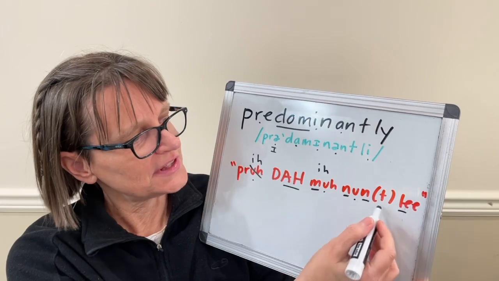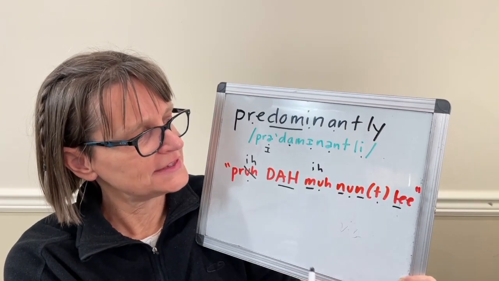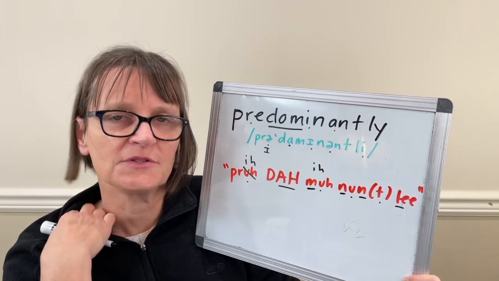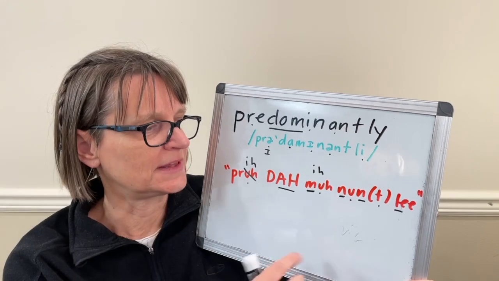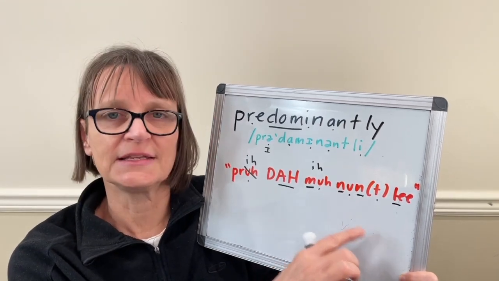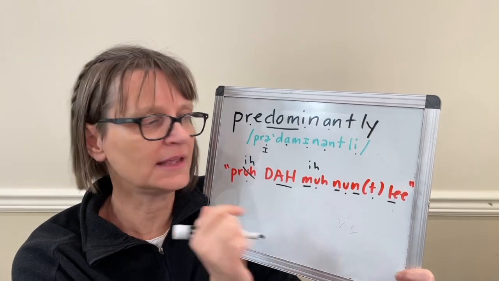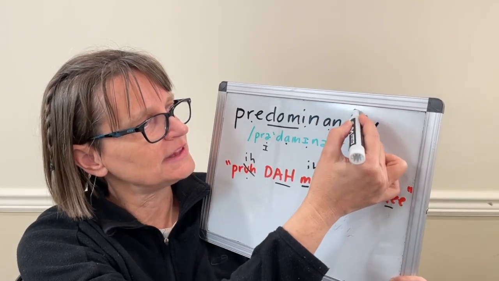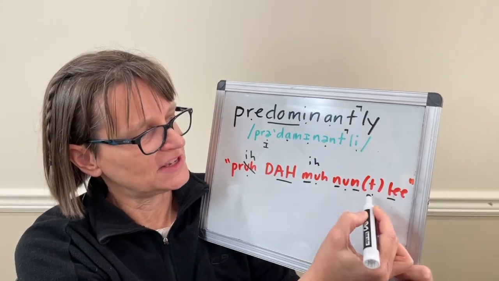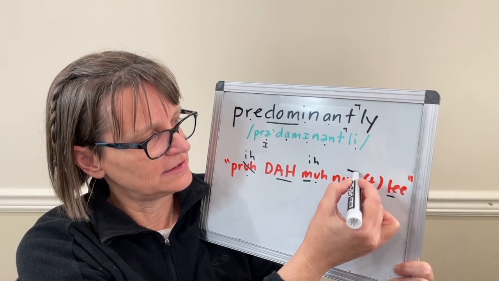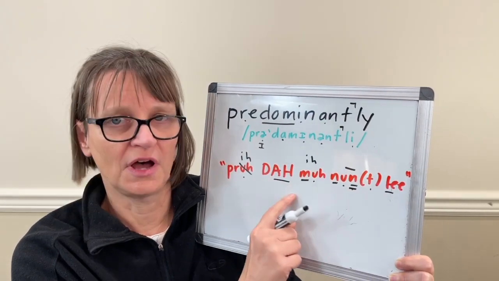Then you also notice that I put the T in parentheses here, simply because we use an unreleased T in this word typically. I don't say predominantly. That T doesn't come out. Predominantly, nantly. The way I mark this unreleased T in my speech is by making this second N sound short. So predominantly.